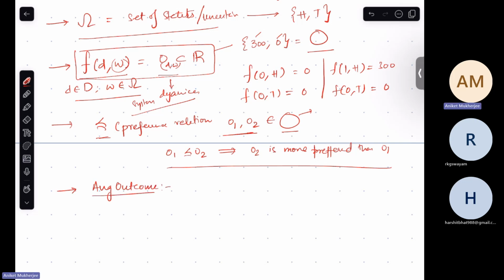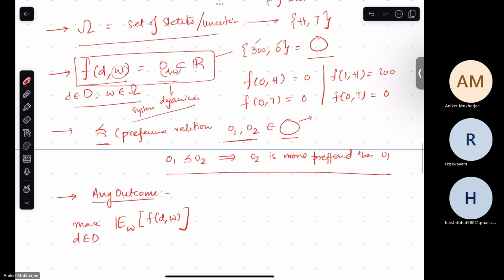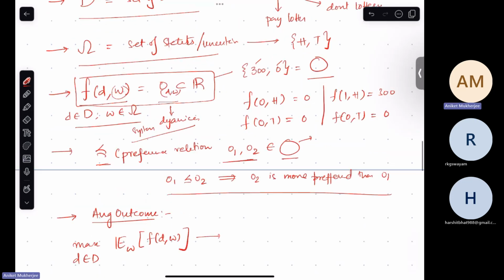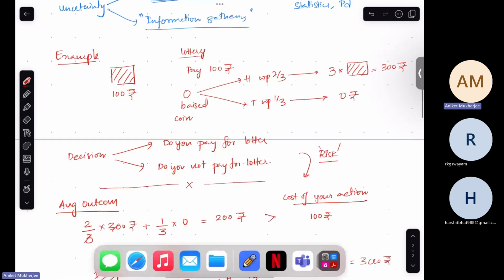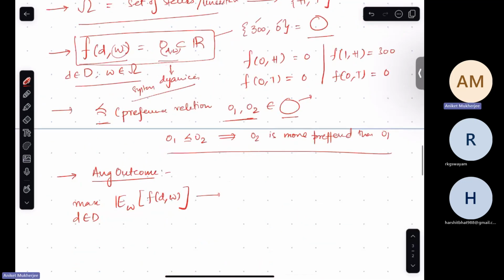This is something we saw in the first two things. The one thing that you could do is an average outcome, where you take a decision such that you maximize your expected outcome, right? So in the first example, where we had the lottery, you can see this is basically what we did. We maximized the average outcome that we saw.